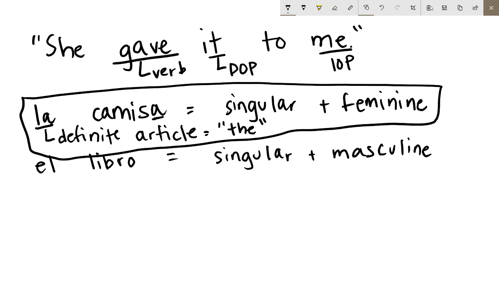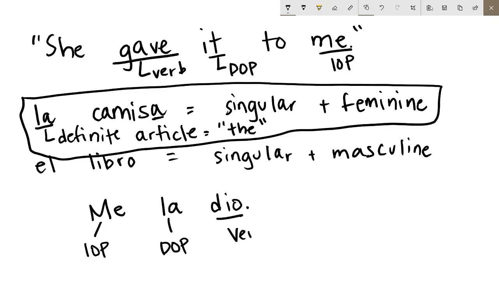Okay, let's just say she gave me the shirt. In Spanish, I would write this: me la dio. Me, that's the indirect object pronoun. La, this is the it, which is the direct object pronoun. And dio is the verb.